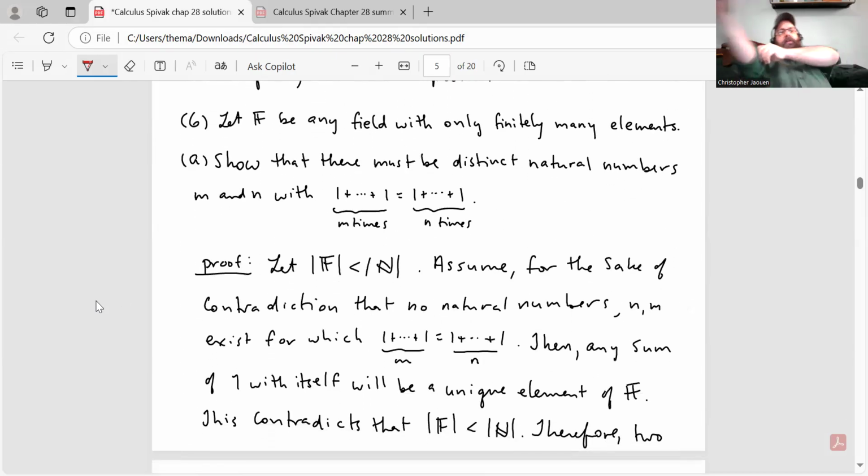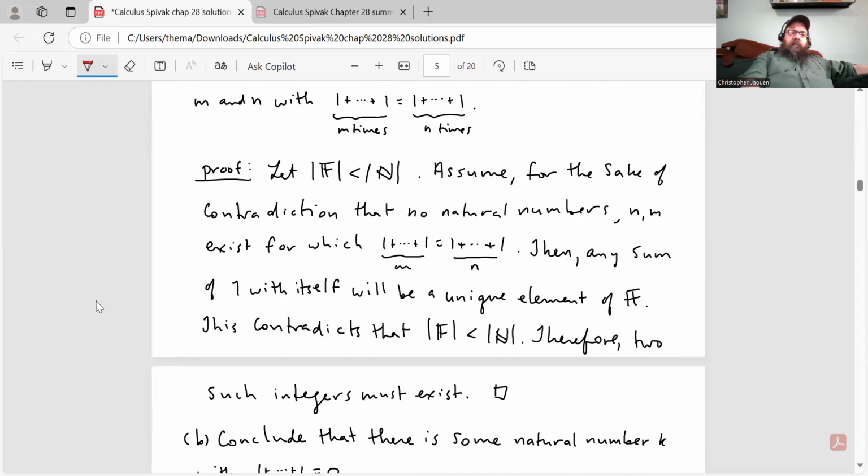All right, question number 6. Let F be any field with only finitely many elements. Part A, show that there must be distinct natural numbers m and n with the sum of one with itself m times equals the sum of one with itself n times.